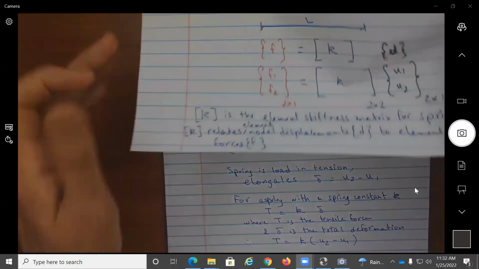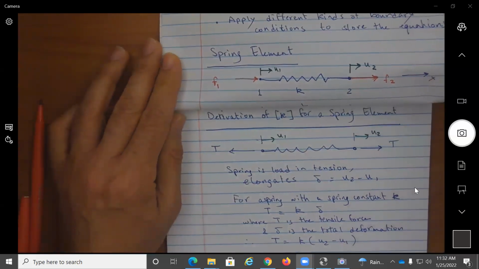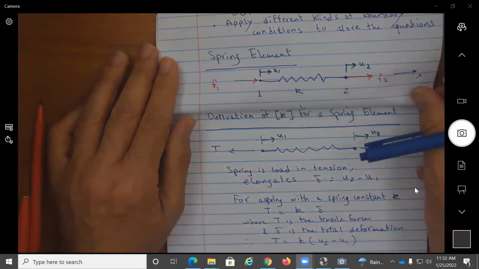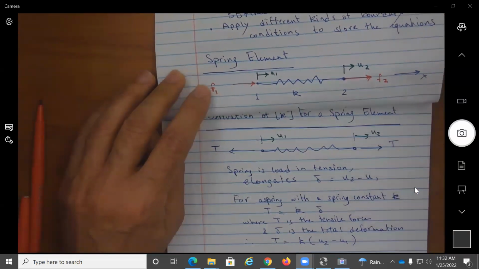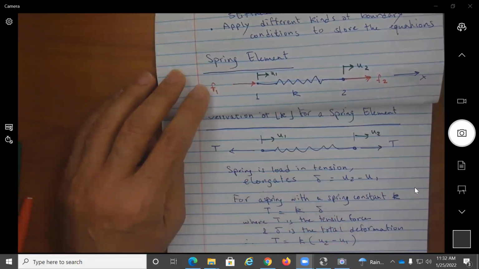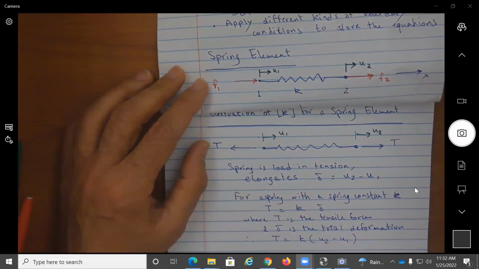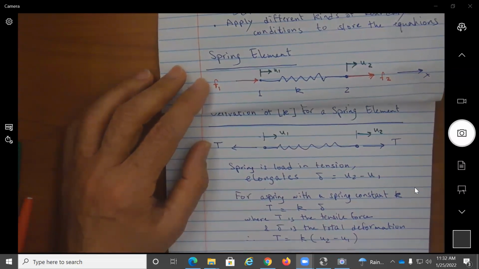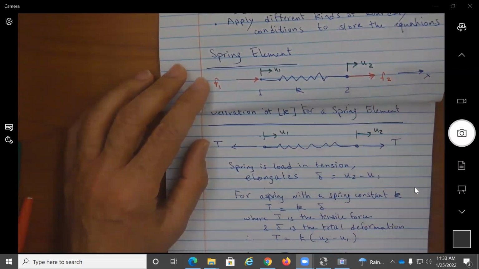Now for the spring elements that we defined here, I want you to start relating these two diagrams. What is this F1 equal to here? You can say that this F1 is equal to a minus T, and this F2 is equal to a T.